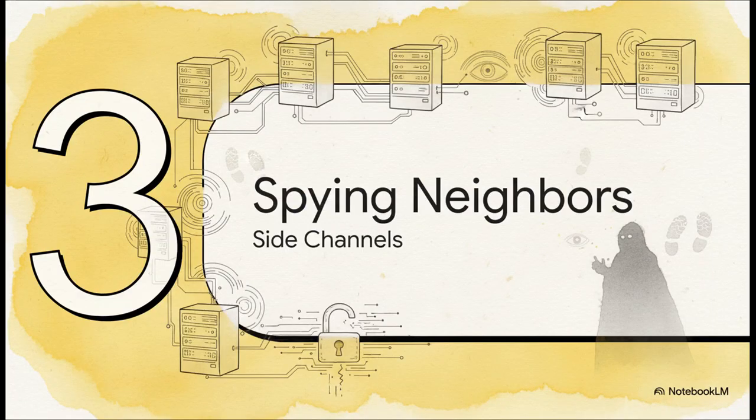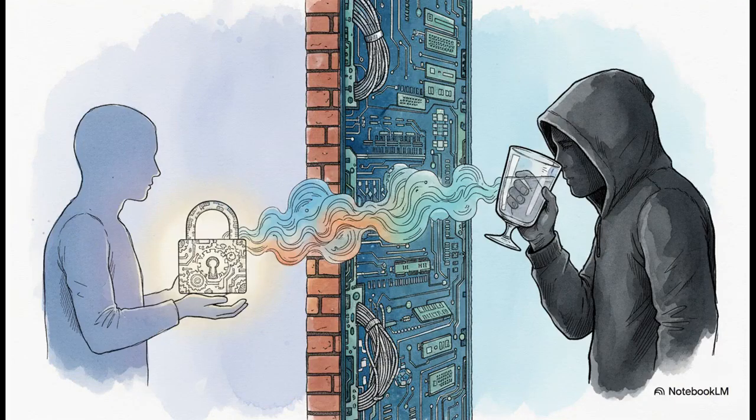All right, Section 3. Spying on neighbors, side channels. Now, this is where the heist gets incredibly sophisticated, mostly because the attacker becomes completely invisible. Hackers don't actually need to kick down your virtual door if they can just press a glass to the wall. In a shared hardware environment, VMs frequently share level 3 cache memory.